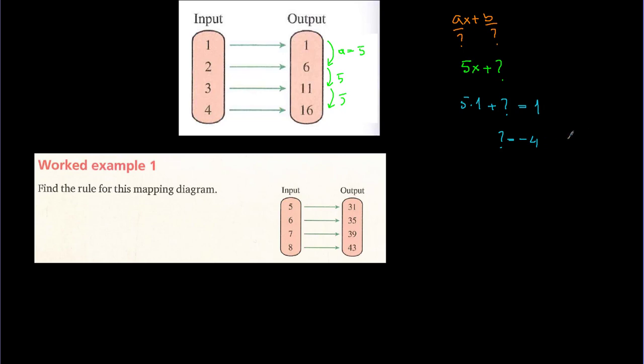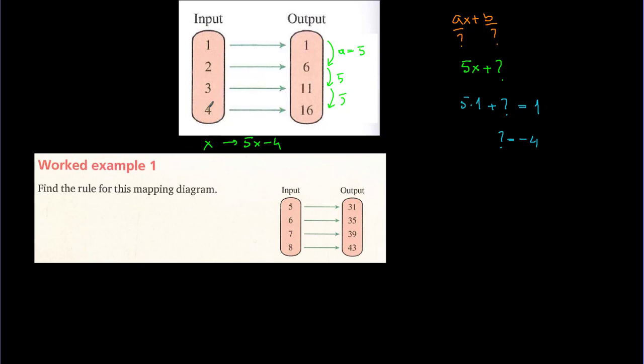With respect to that, I'm going to write the rule for this one, which is equal to 5x minus 4. And when you apply it, x goes to 5x minus 4.